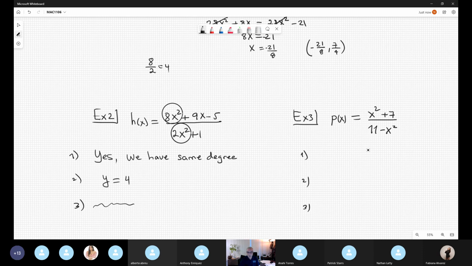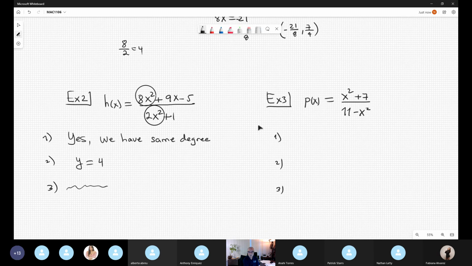Example 3. What do you think about number 1? Do we have a horizontal asymptote or not? Yes or no? Another participation. Come on. No. Why no? Oh no, yes, because the degrees match. Exactly. It's tricky. I put it intentionally to confuse you.